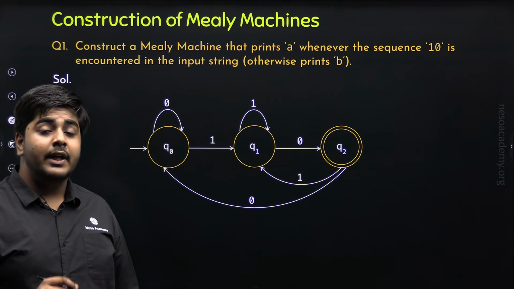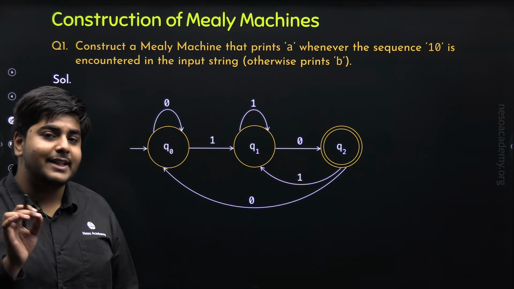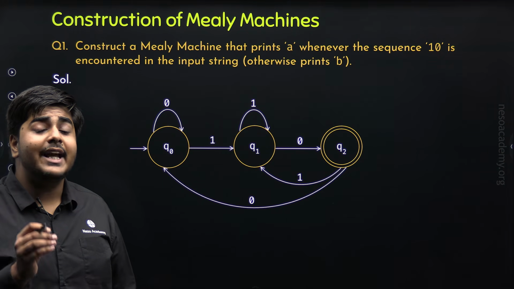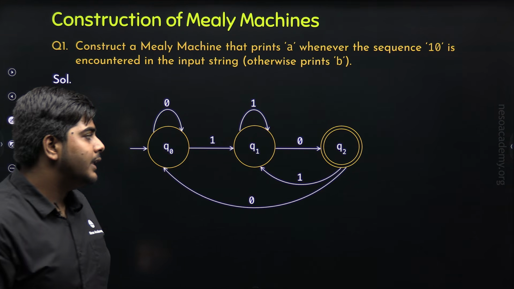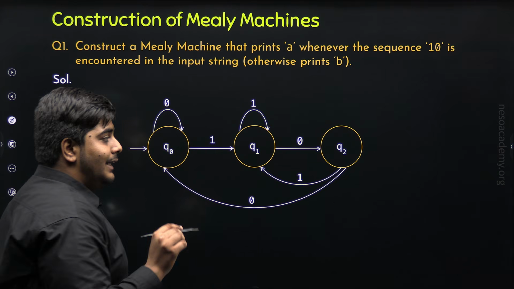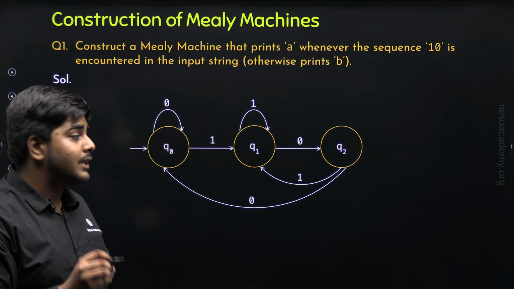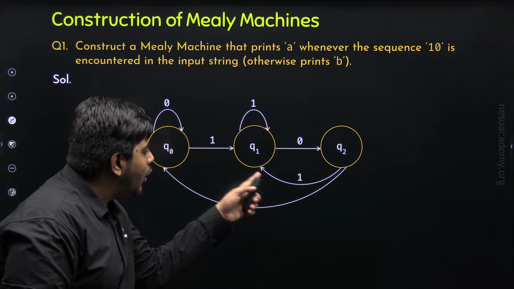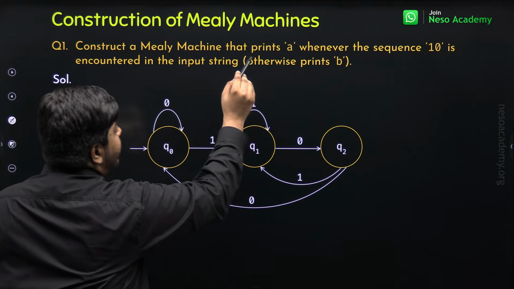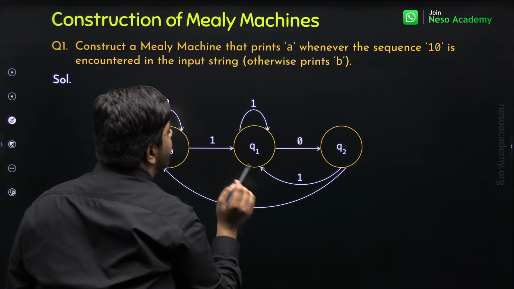And I have explained to you, in finite automaton with output, there is no concept of final or accepting states, because our main focus is on output generation rather than accepting or rejecting the input strings. That is why we will remove this particular final state from our DFA. And now, in order to complete this Mealy machine, we need to add output symbols along with input symbols on the transitions. So as per the given question, the Mealy machine will print A whenever the sequence 1 0 is there. Otherwise, it will print B.